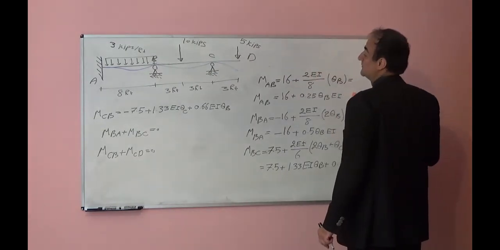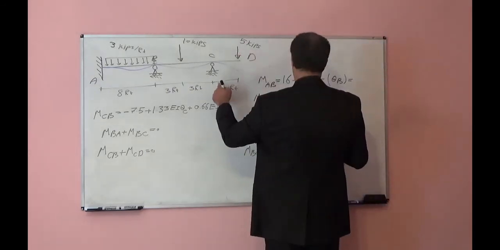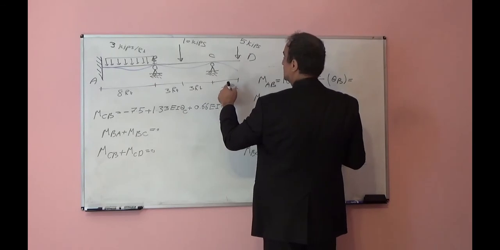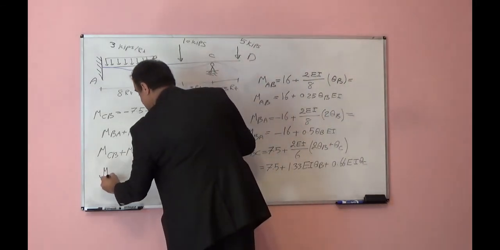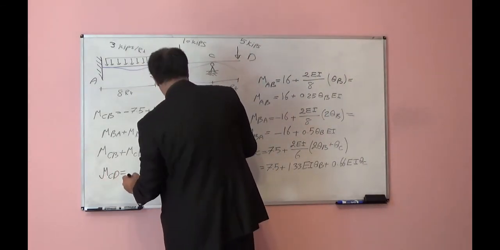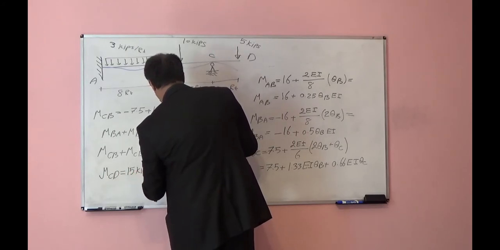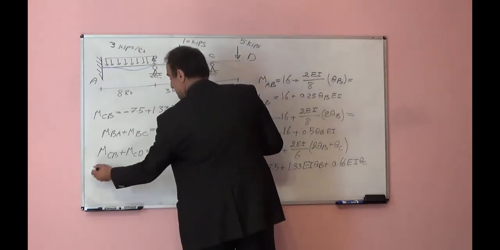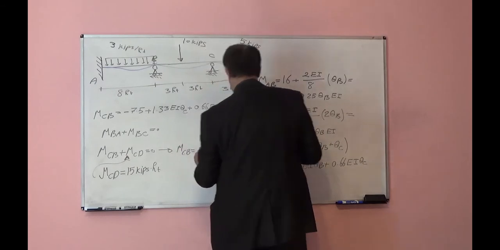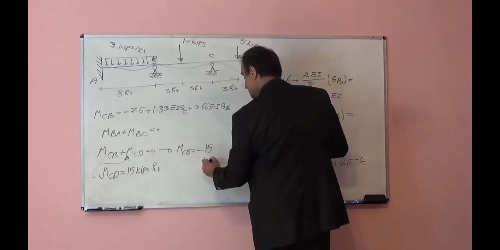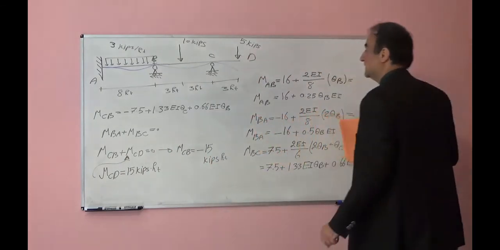We know M CD. What is M CD? M CD is here 5 times 3, so M CD is equal to 15 kips feet. If I plug this here, M CB will be negative 15 kips feet.